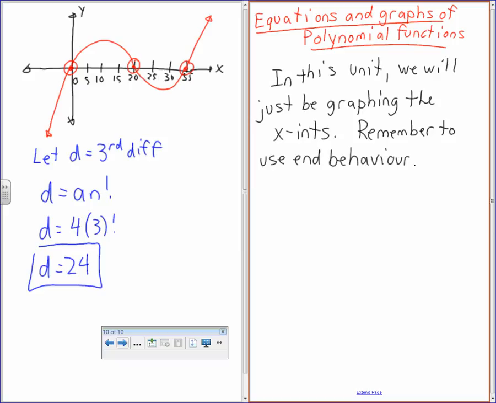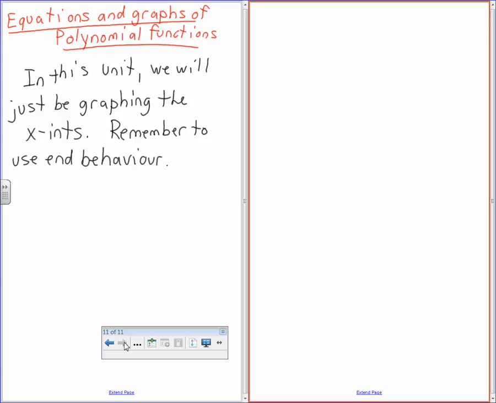So example 1, you guys should be able to know how to do this. I'm going to say graph. And that's it.